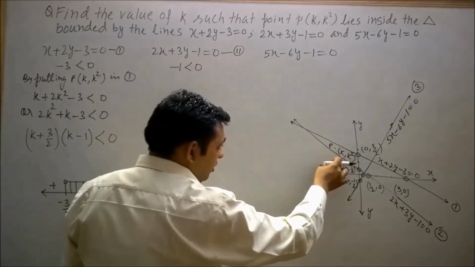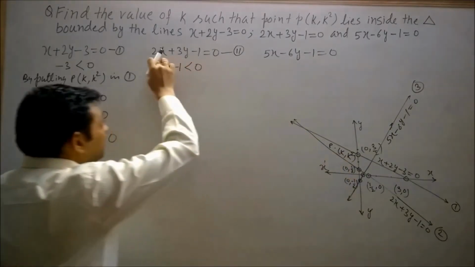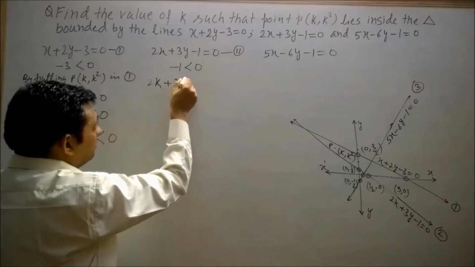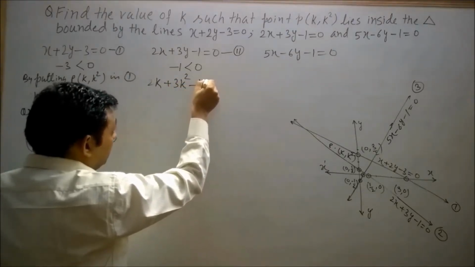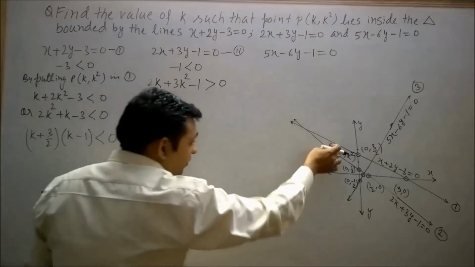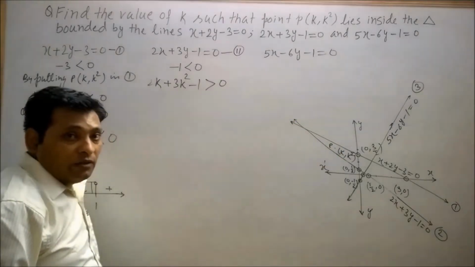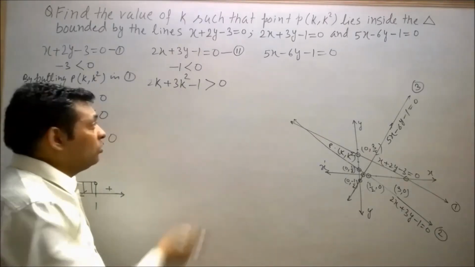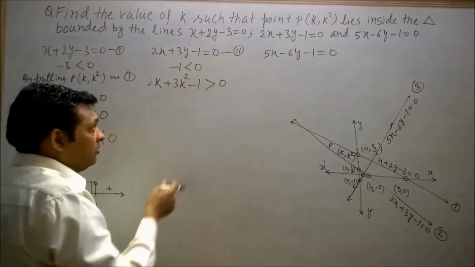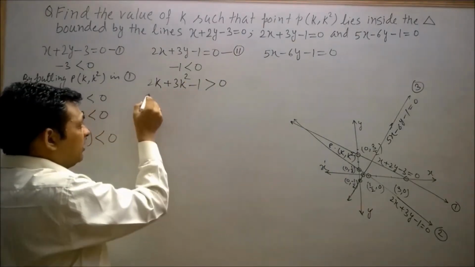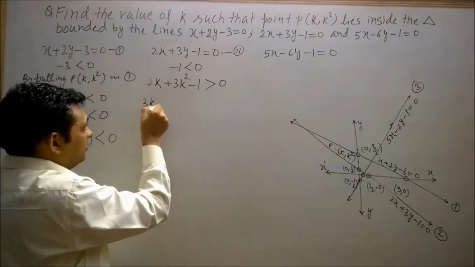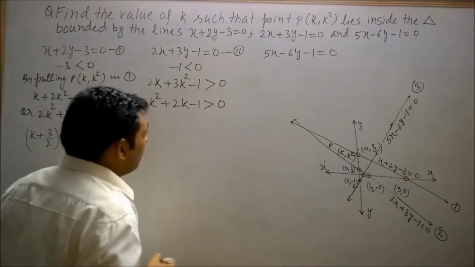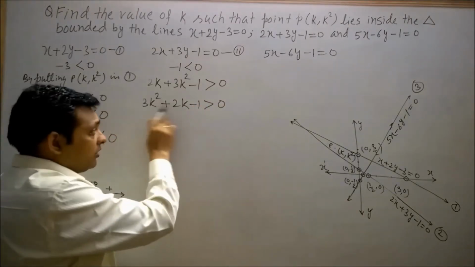So by putting the coordinates of point P, k comma k square, in this equation, 2k plus 3k square minus 1 will be greater than 0, since these 2 points lie on the opposite side of this line. So this point will give the opposite sign of inequality. Here we have reversed the sign of inequality. These inequalities can be written further as 3k square plus 2k minus 1 is greater than 0. Now factorize this quadratic polynomial.